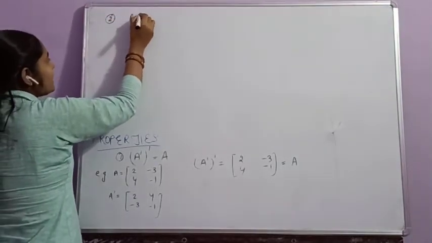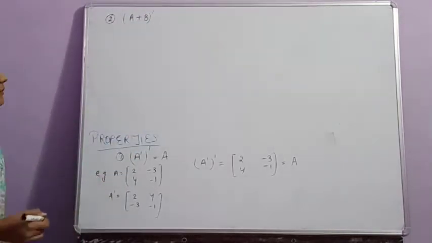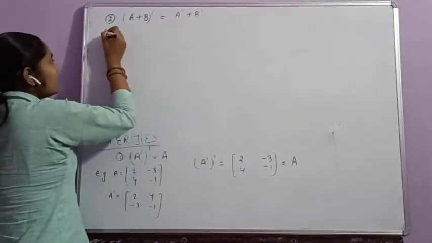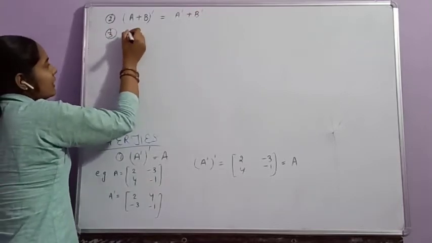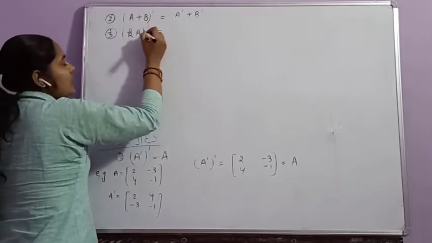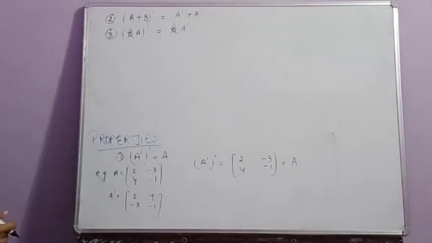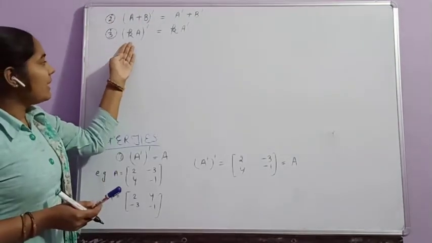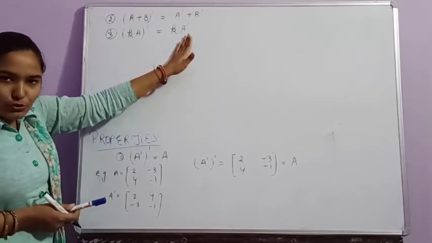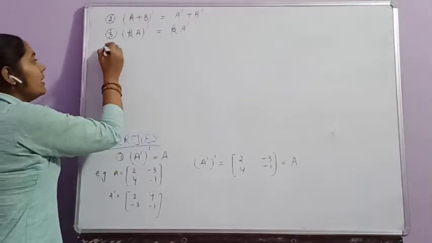If two matrices are given to us, A and B, and we have to find the transpose of their sum, then it will be equal to A transpose plus B transpose. Third property is, if any scalar is multiplied with any matrix and we find its transpose, then it will be equal to that scalar multiplied with the transpose of that matrix. It means if we firstly multiply the matrix with K and find its transpose, then it will be equal to, firstly we find the transpose of the matrix and then multiply the transpose with K. Both will remain the same.